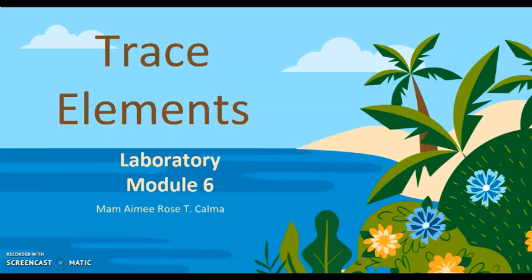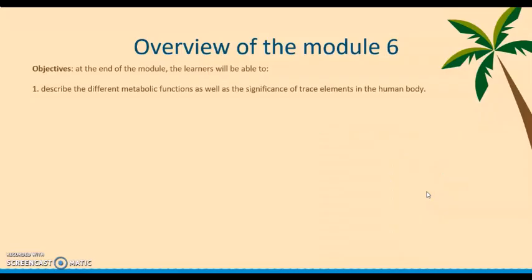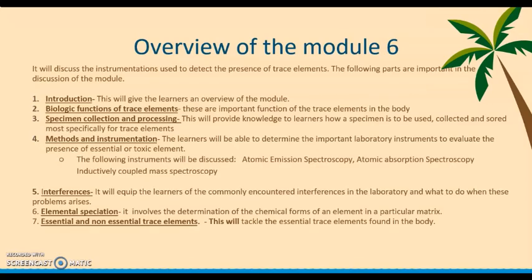Here are the following objectives of the study. At the end of the module, you will be able to describe the different metabolic functions as well as the significant trace elements in the human body. The following are the important parts in the discussion of the module. The first one will be the introduction. This will give you an overview of Module 6.